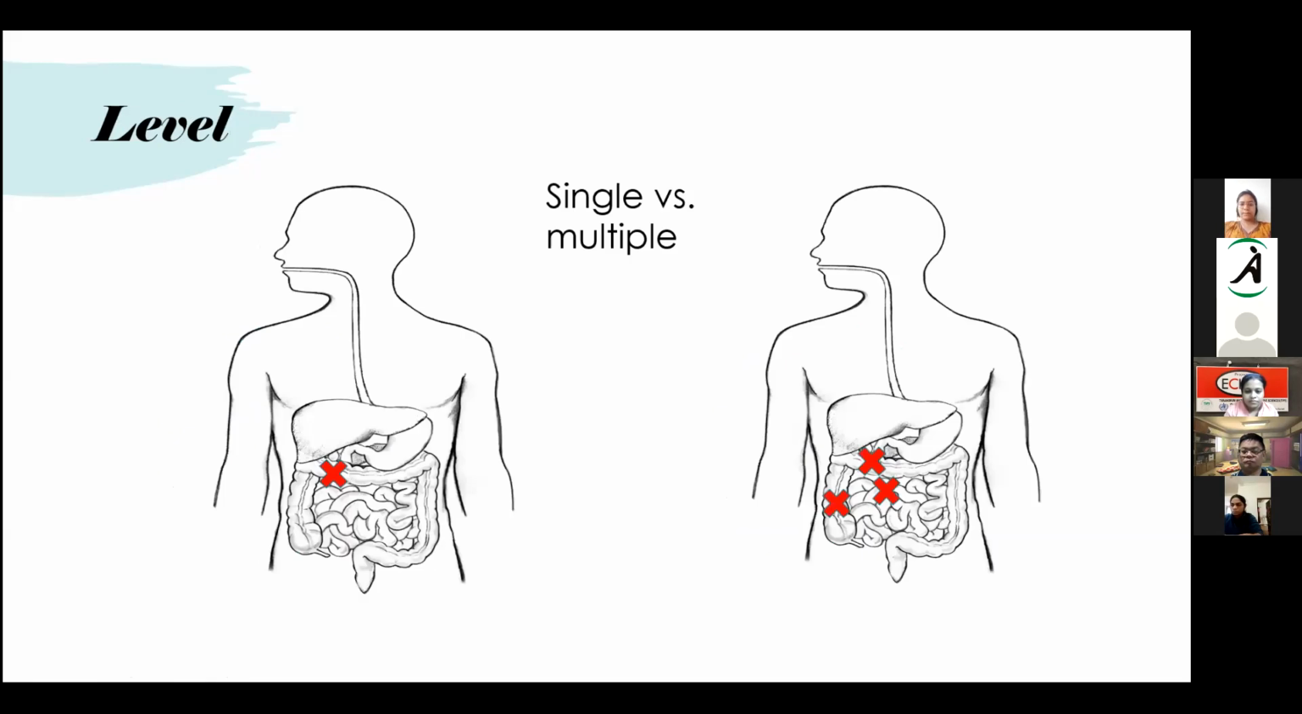So based on the level, it is again very simple. It can be classified as either single site obstruction or obstruction at multiple sites. Obviously, obstruction at a single site has a much better prognosis when compared to obstruction at multiple sites.